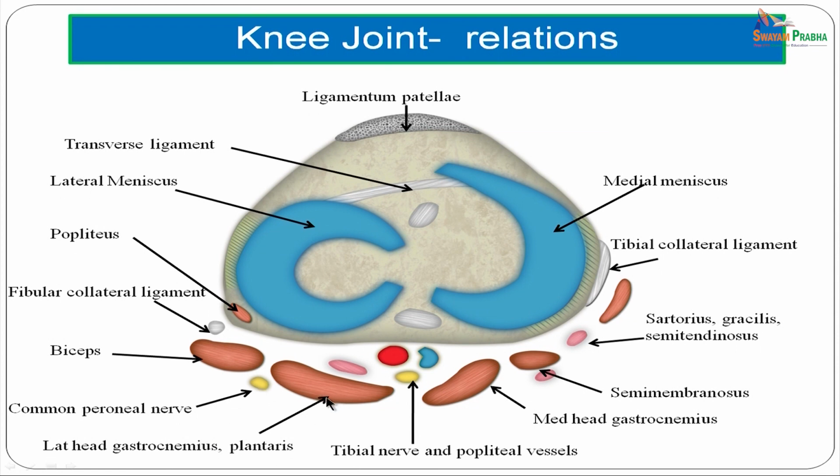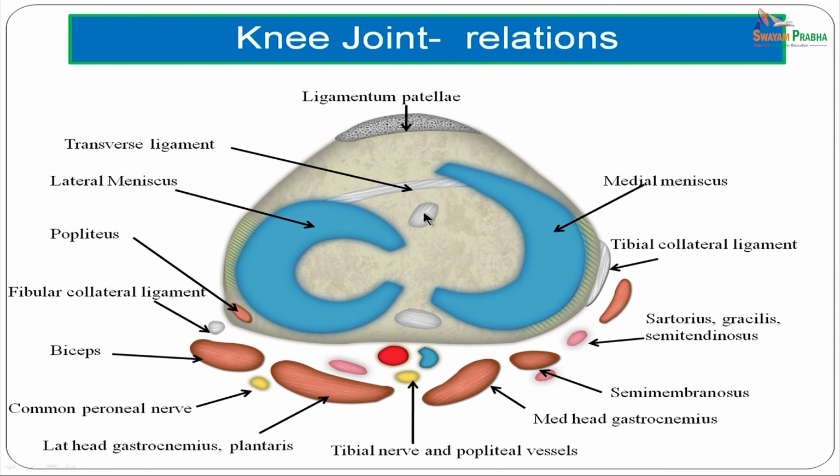This is the lateral head of gastrocnemius, underneath which is the plantaris. In the central part on the posterior aspect are the tibial nerve and the popliteal vessels. On the posterior-medial side, we have the medial head of gastrocnemius, the semimembranosus, then the sartorius, gracilis, and the semitendinosus. On the medial aspect is the tibial collateral ligament, and within the joint capsule, of course, we can see the lateral meniscus, and this is the medial meniscus.